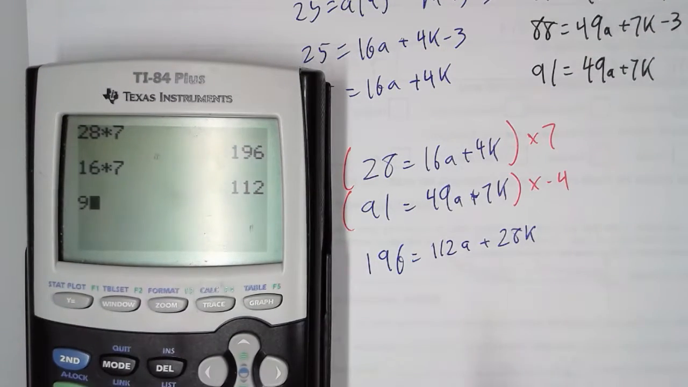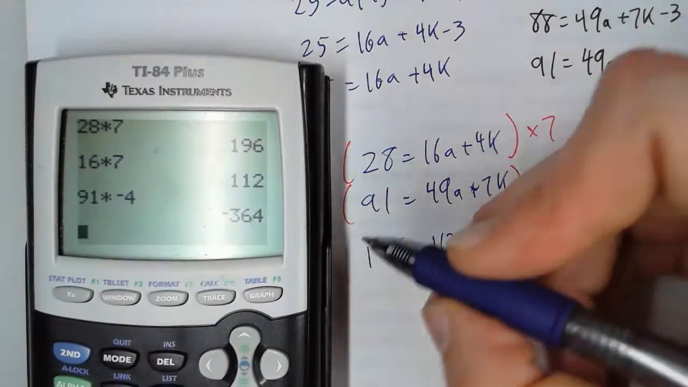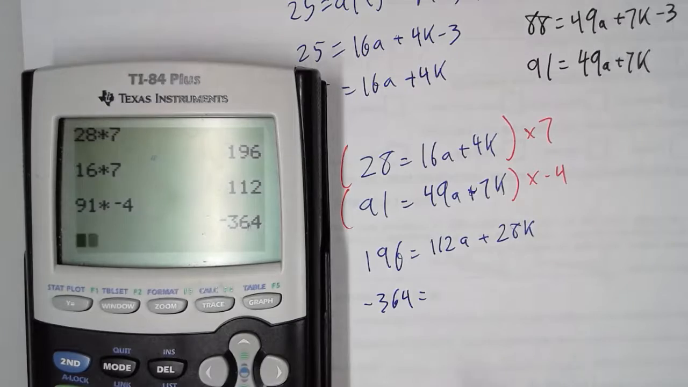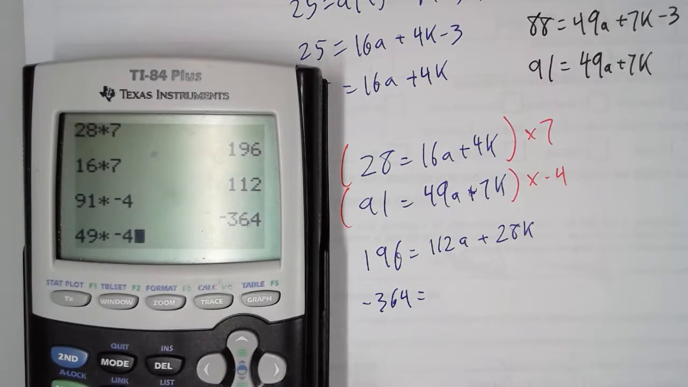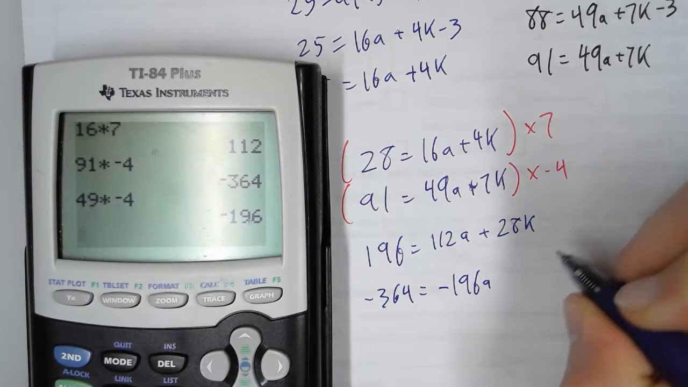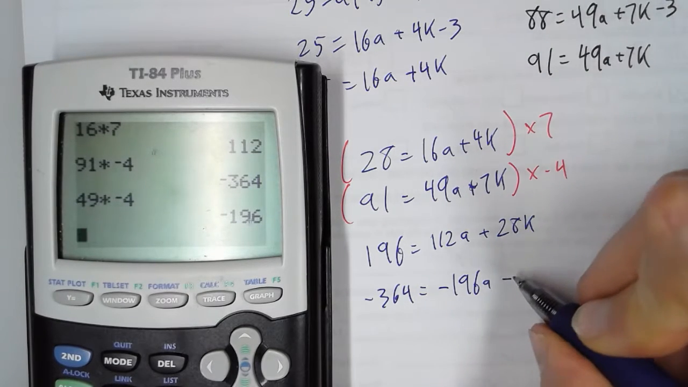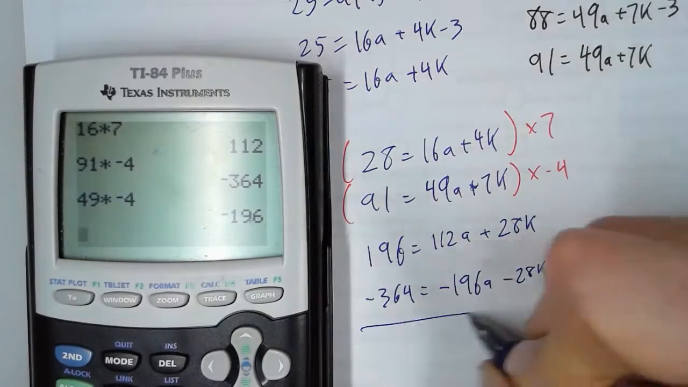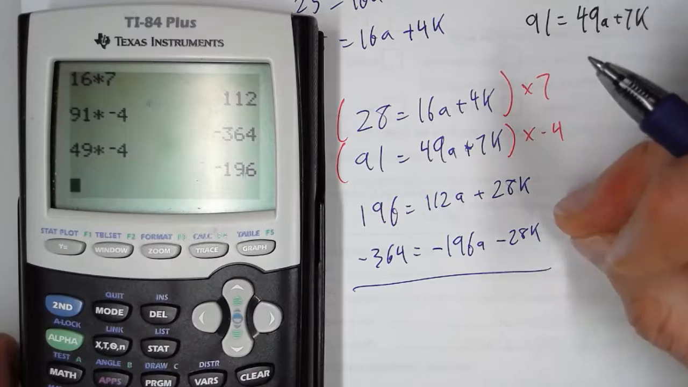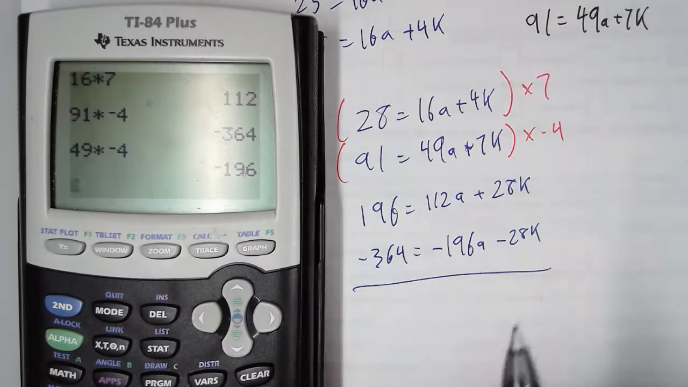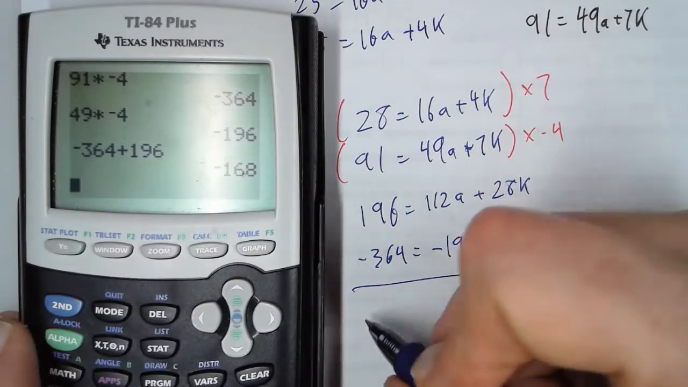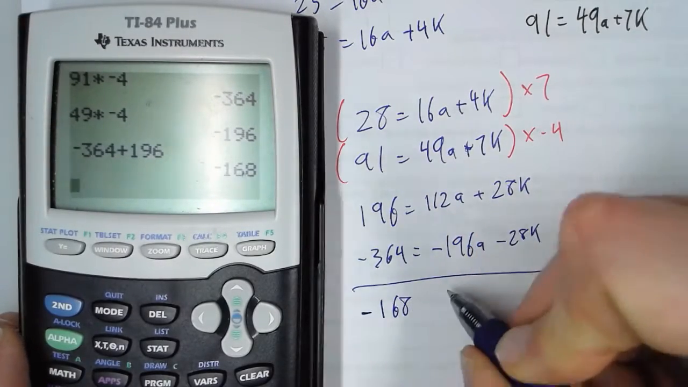Then we multiply 91 times negative 4. So that's negative 364. 49 times negative 4 is negative 196. And negative 4 times 7 is negative 28k. So now the k's have the same coefficient in front of them, so when we combine these two equations, the k's cancel out. So we have negative 364 plus 196. If we combine the numbers, we get negative 168.